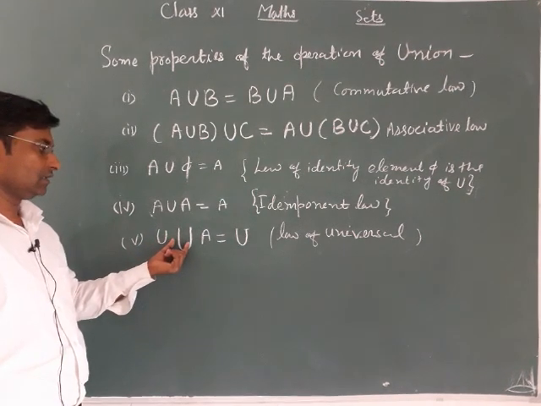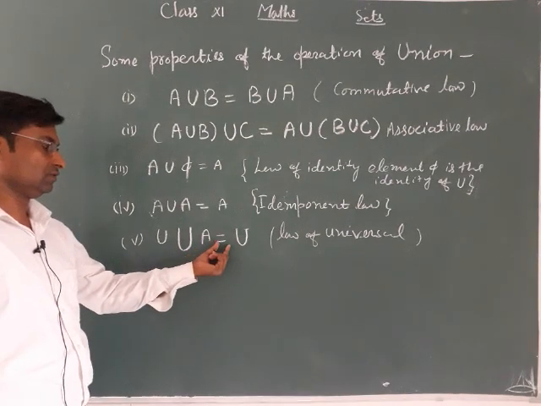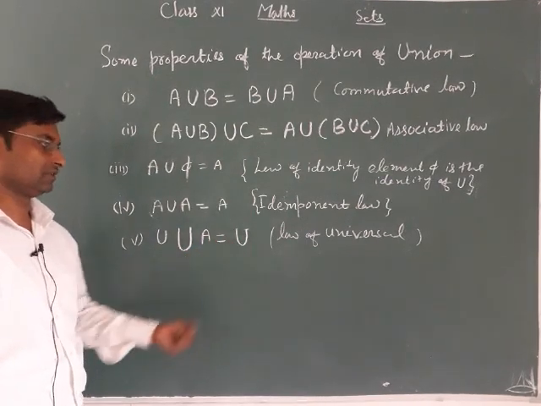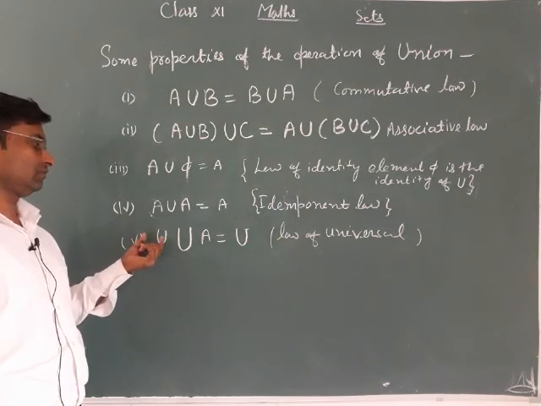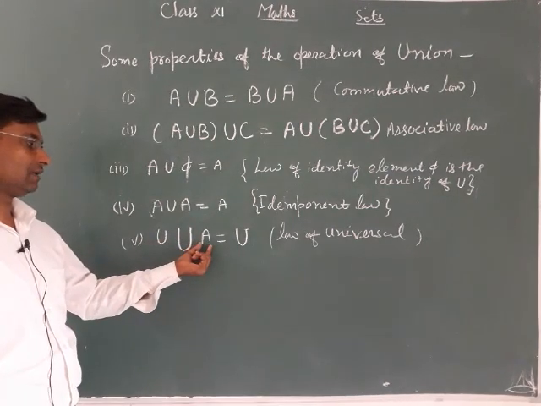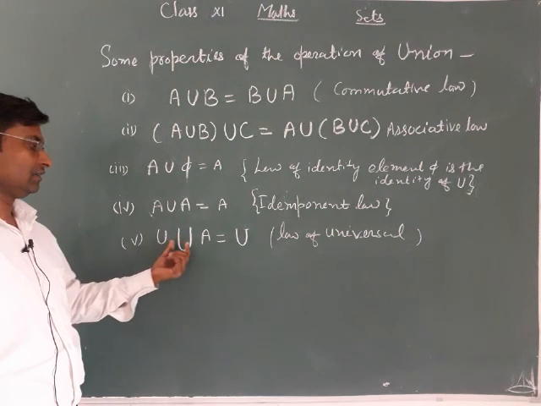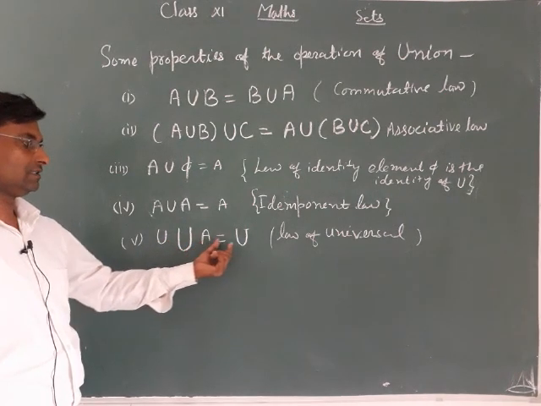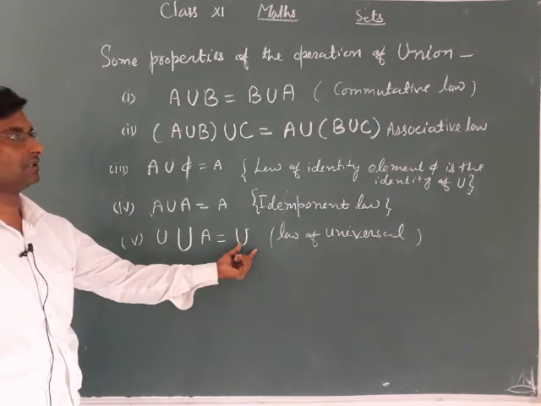The universal set union A is equal to the universal set. The universal set is the whole set of elements, and the elements of A are under it. So universal set union A is equal to the universal set.